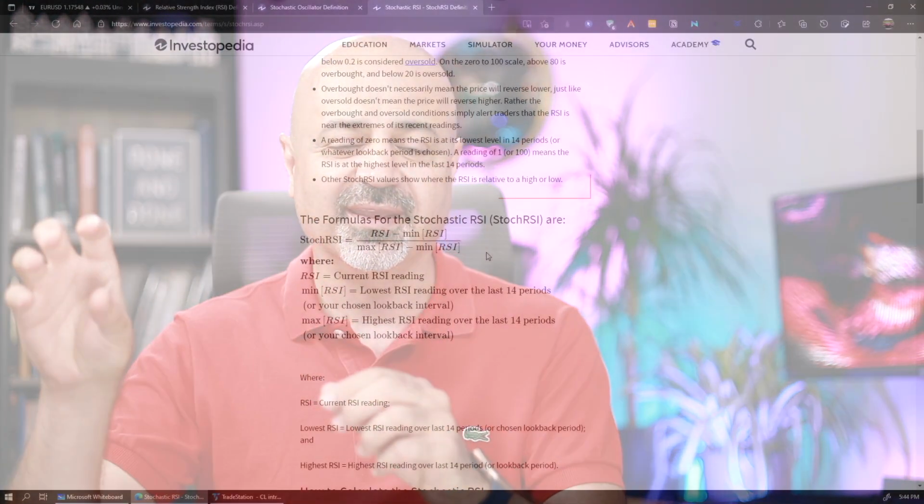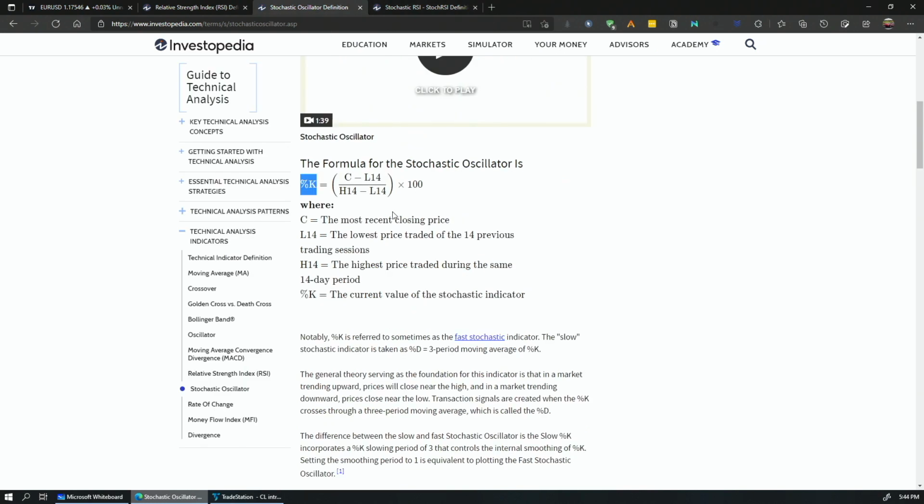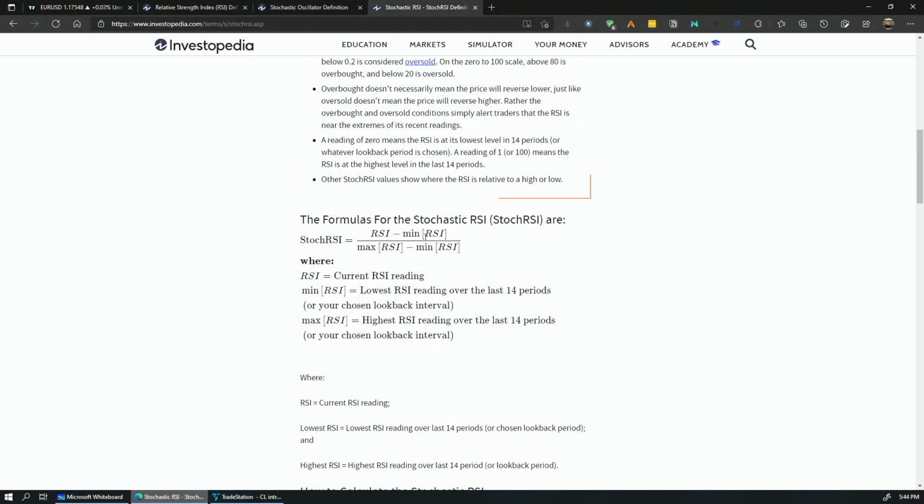And the way to do that is to replace the close that we are measuring in stochastic with the RSI. So as you can see now, if you remember, the stochastic is the close minus the low divided by high minus low. Now we're dividing the RSI minus the low of RSI divided by the high of the RSI minus the low of the RSI in a certain period.